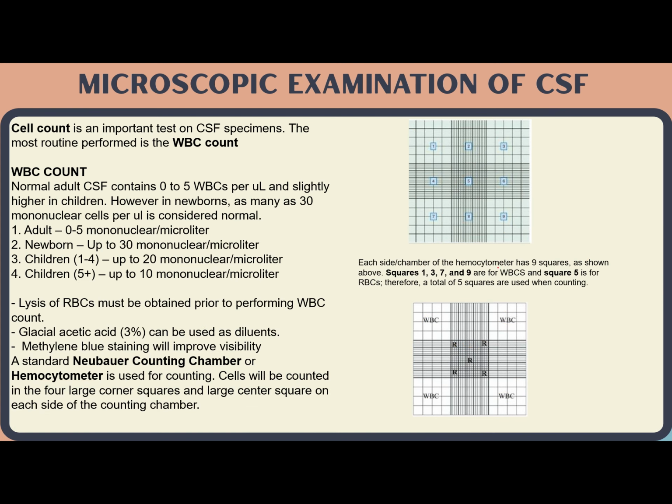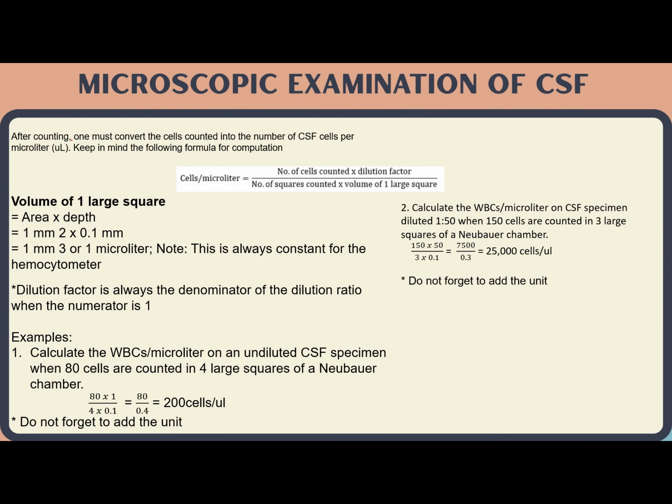So each side of the chamber of the hemocytometer has 9 squares. As shown above, squares 1, 3, 7, and 9 are for WBCs and square 5 is for RBCs. Therefore, a total of 5 squares are used for counting both RBC and WBC. Now, after you're able to count, class, one must convert the cells counted into the number of CSF cells per microliter. So this is the formula, class. Cells per microliter is equal to the number of cells counted times the dilution factor divided by the number of squares counted times the volume of one large square.